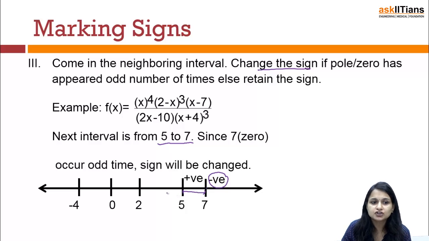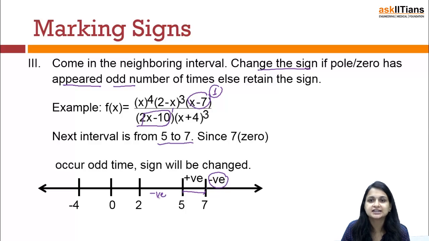Now, when will I not change the sign? If my pole or zero is appearing an odd number of times, you will change the sign. You can see that this 7 is occurring one time, an odd number of times, so you will change the sign. 5 is also occurring one time, so this would again change. So I will say it is negative.